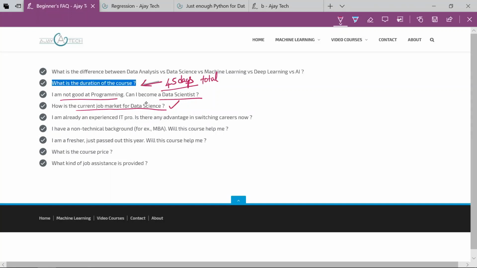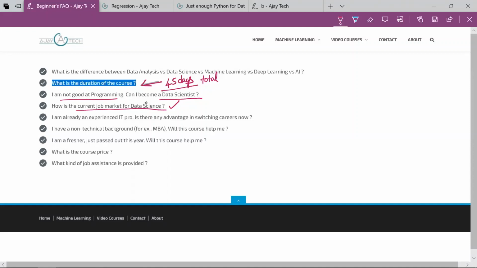And same thing with banks. They have a lot of data. They need to extract information from it. Insurance companies, BFSI, banking, finance, and insurance companies, they all need data science.